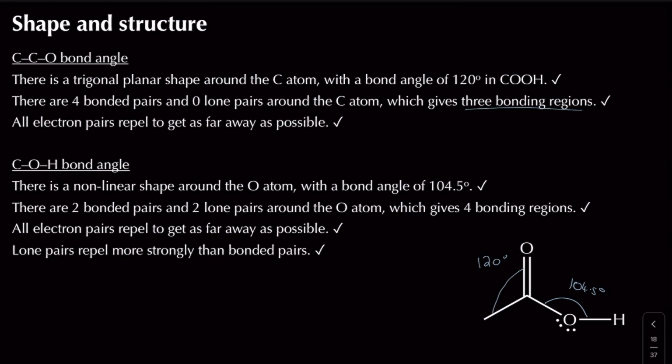Again, all of our electron pairs are going to repel, right, but the lone pairs repel more strongly than bonded pairs, and so that gives rise to our bond angle of 104.5 degrees and a shape that's going to be non-linear itself, just like water.